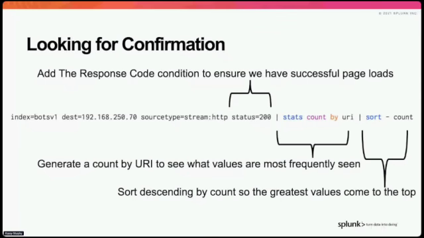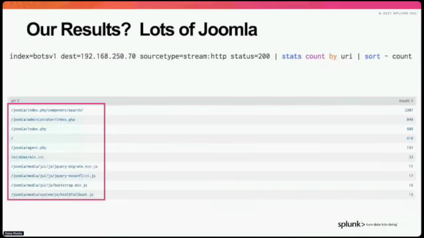So when I run this search, as you can see here at the top of my slide, these are the results that I get. And we can see that a vast majority of the URIs on the server start with Joomla. Once again, I don't want to just take that at face value. I do want to get some confirmation and validation of these results.